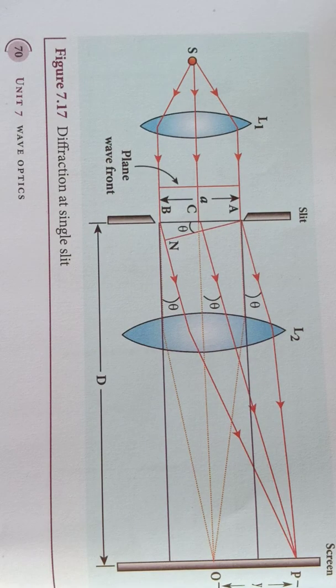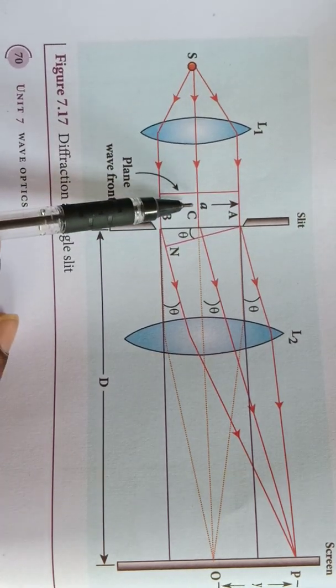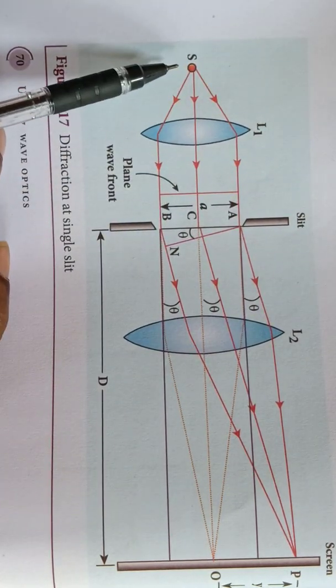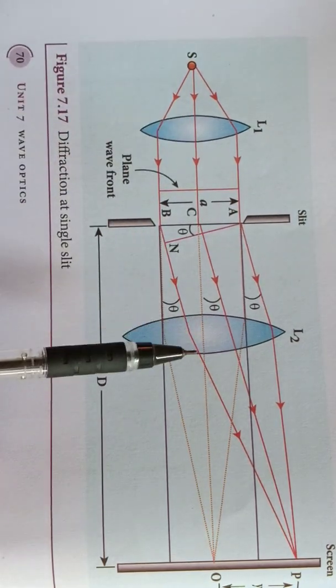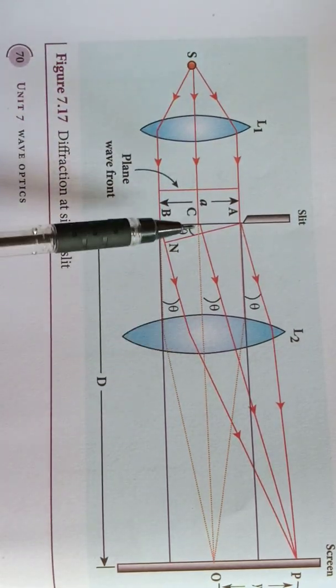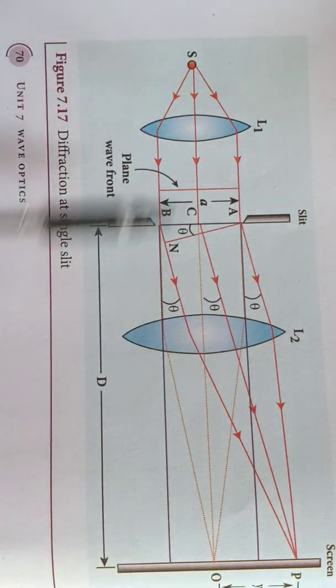This diagram shows how we can form diffraction in a single slit. This is a single slit with gap width a. S is the source of light, which produces the light waves. L1 and L2 are two convex lenses, placed after the source and after the slit. Then you place the screen, which is parallel to the slit.